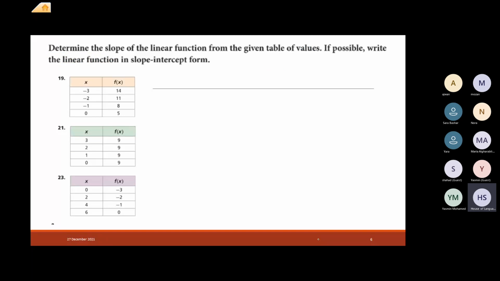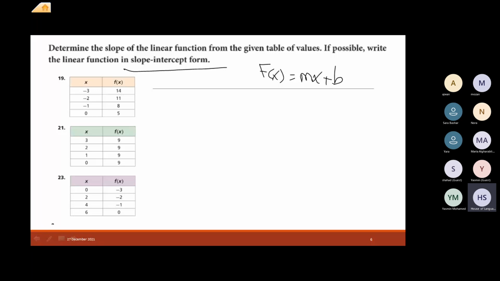Determine the slope of the linear function from the given table and write the linear function in slope-intercept form. Here we have tables. We need to write the function in the slope-intercept form, which is f of x equals mx plus b.